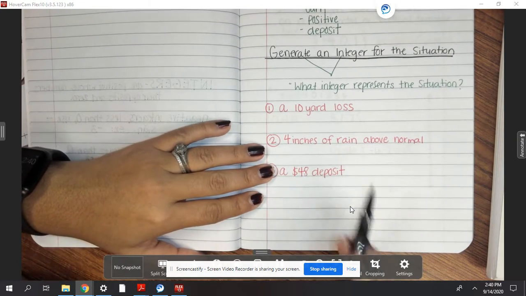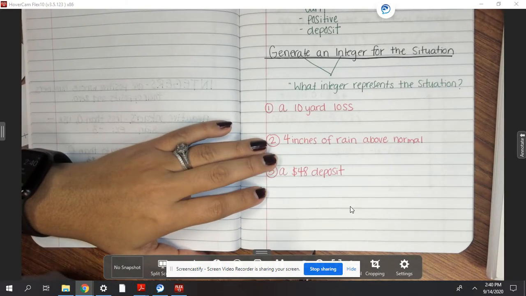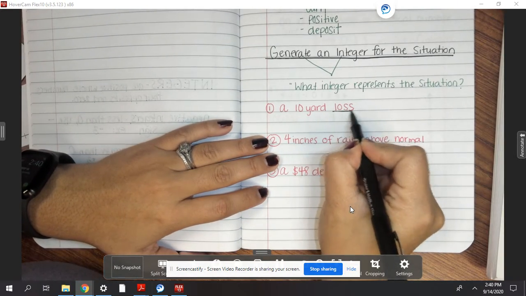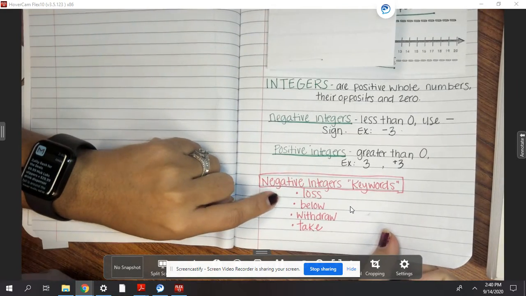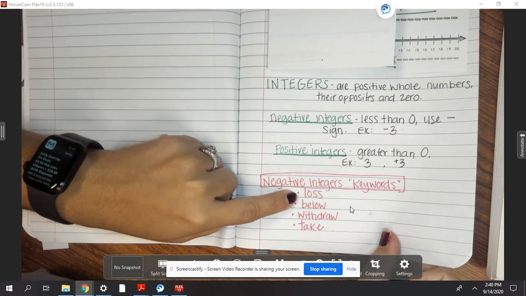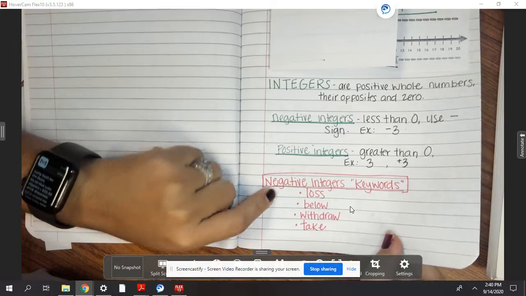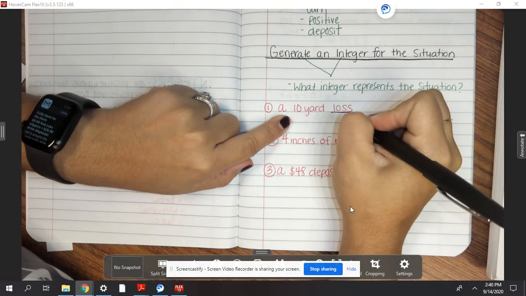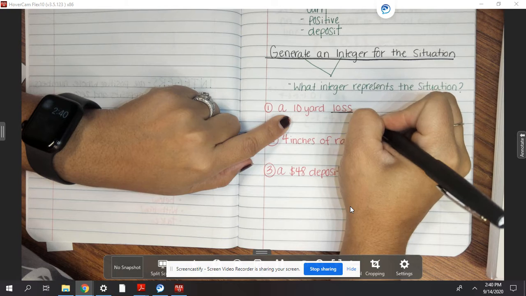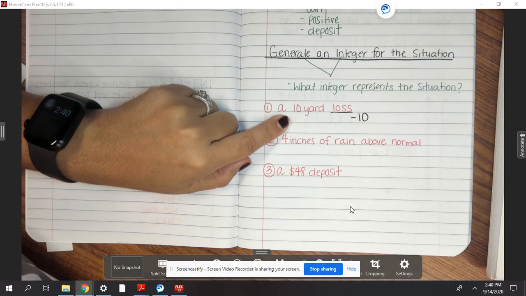So for example, number 1 says I have a 10-yard loss. Remember that word loss? Loss was located in the negative keywords. So I know that my integer is going to be a negative integer. So if I had a loss of 10 yards, I'm going to write that as -10. And that's it.